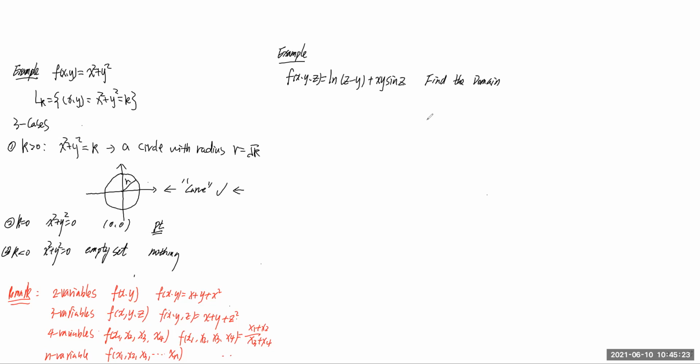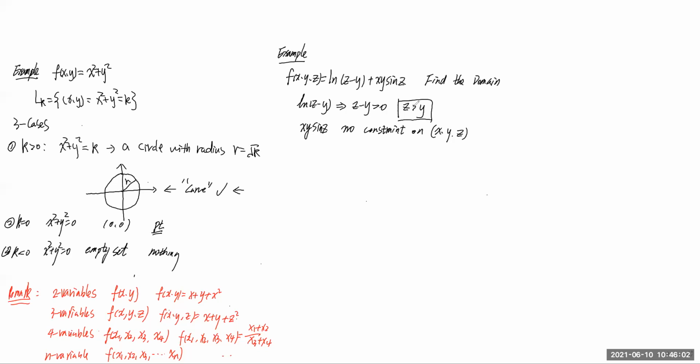So let's find the domain. The first one, if you look at ln(z minus y), we get the constraint that this is greater than 0, which means z is greater than y. And if you look at x, y, sine z, there is no constraint on x, y, z. This is the only constraint. So now sketch the domain.